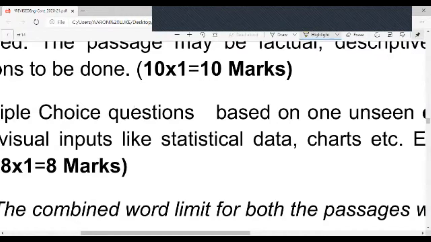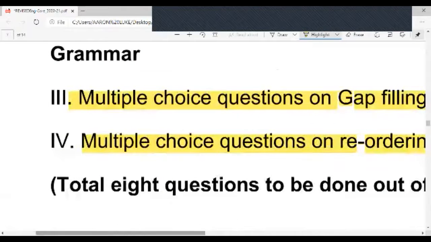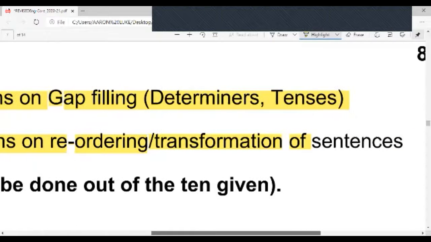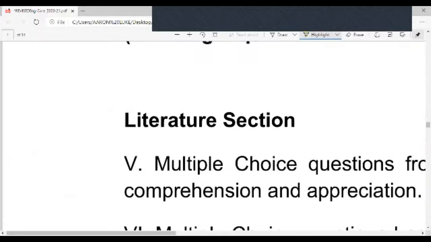So the total marks in the reading comprehension segment is 18. Kindly make a mention of it. Moving ahead to the grammar segment, you have Roman letters 3 and 4, multiple choice questions based on tenses, determiners, sentence reordering, and transformation of sentences. You will be asked 10 questions, out of which you will have to write 8, and each correct response will get 1 mark.